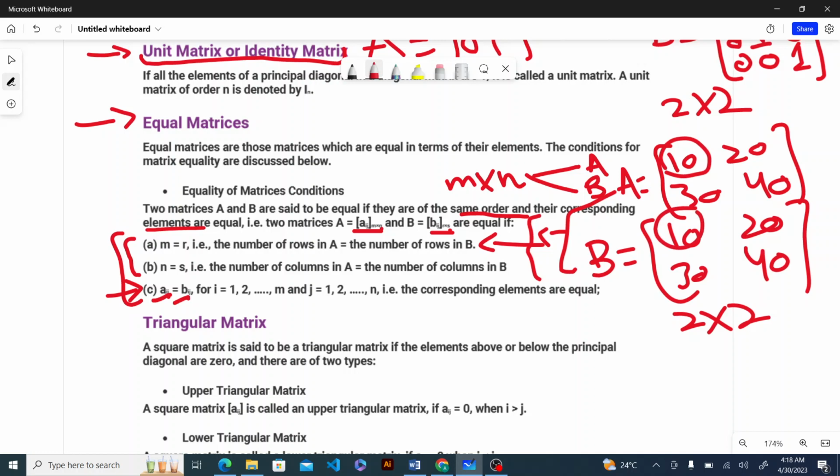This is 10, this is 10. First element is 10, this is 10, and then 20, 30, 40. So they are the same elements, same elements of two matrices. So it is an equal matrix. Okay.